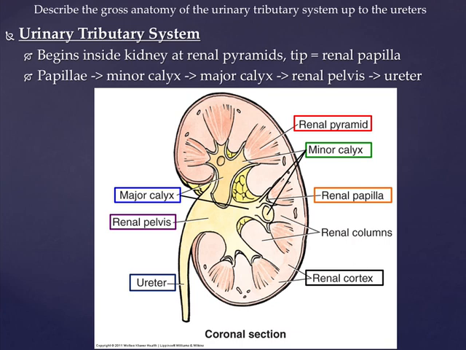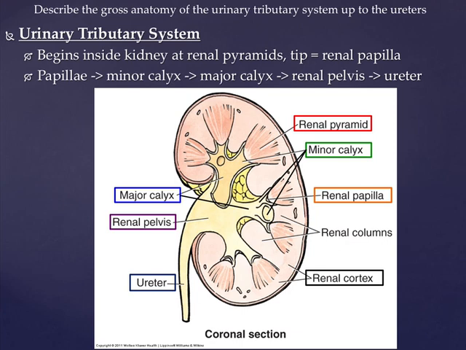At the apex of the renal pyramid, you have the renal papilla, which is highlighted in orange. And here, the urine is going to drain into a minor calyx. So each papilla is going to drain into a minor calyx. And there are several minor calyces for each pyramid that are ultimately going to unite to form a single major calyx, which is highlighted in blue.